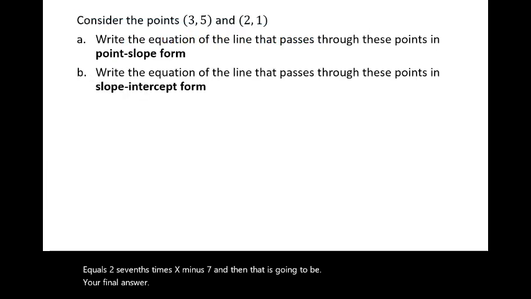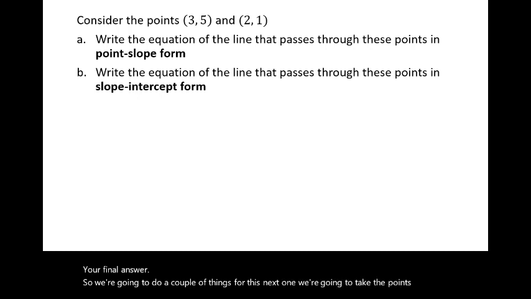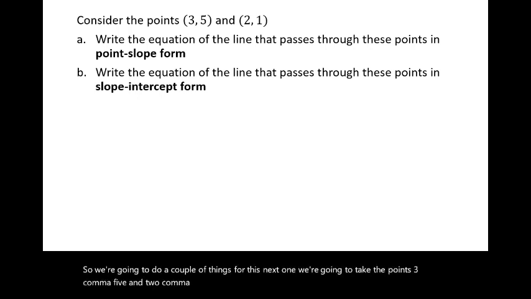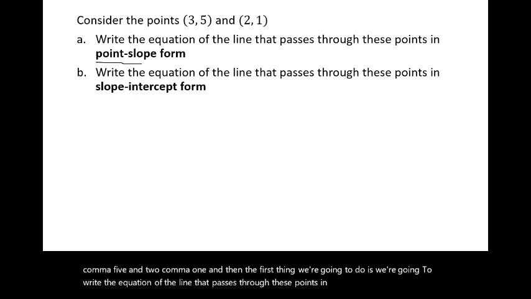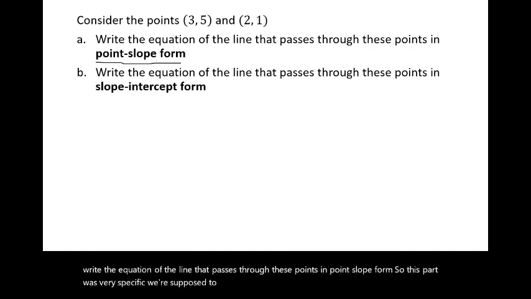So we're going to do a couple of things for this next one. We're going to take the points (3, 5) and (2, 1). And then the first thing we're going to do is write the equation of the line that passes through these points in point-slope form. So this part was very specific. We are supposed to write the equation in point-slope form. So that's what we'll do first.